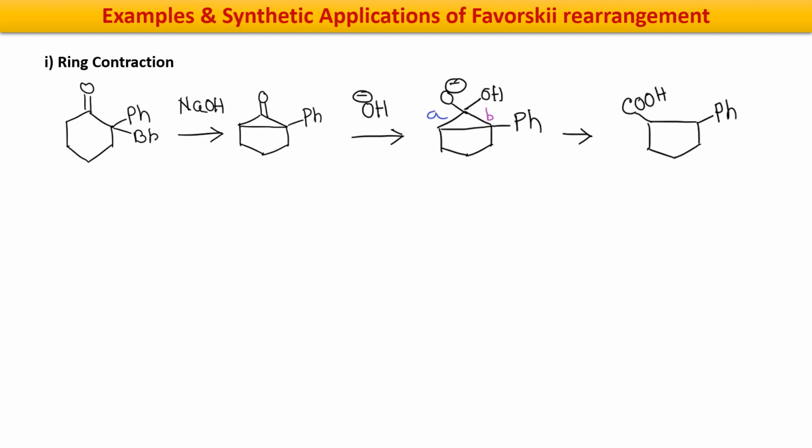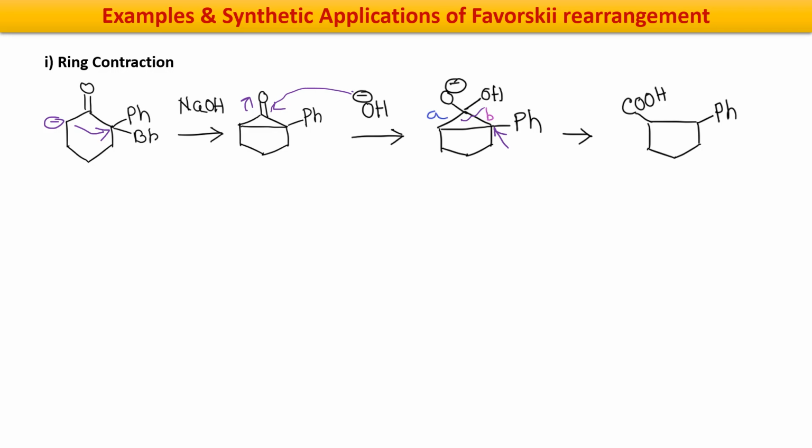Examples and synthetic applications of the Favorskii rearrangement. Ring contraction is one of the most important synthetic applications of this rearrangement. So first in this, this is the position where the carbanion will be generated, Br will be removed, and here we are using OH so that you can see some variation. This OH will be attacking at this carbonyl carbon, negative charge over oxygen. Now there are two different possibilities, A and B, but we will prefer the bond breaking which is B, because if you do so, then only you will get negative charge at the carbon where Ph is present just beside, and it will make it stable by resonance.